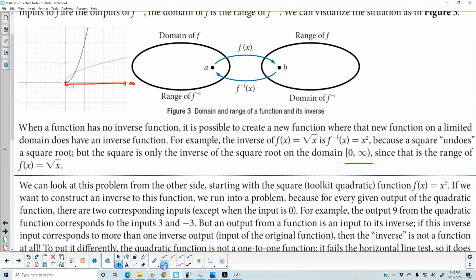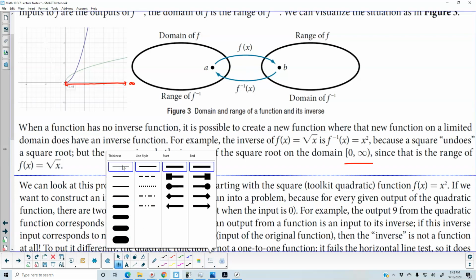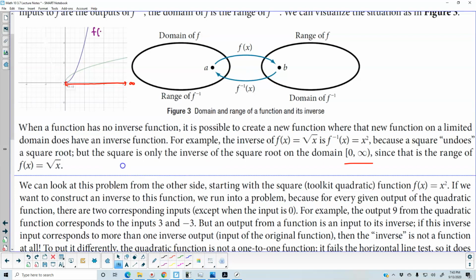And by restricting, what it's saying here is that we would say, okay, well, this function is an inverse, f of x equals x squared, as long as we know that x is greater than or equal to 0, which means we have to cut this other part off. And that's what they're saying.